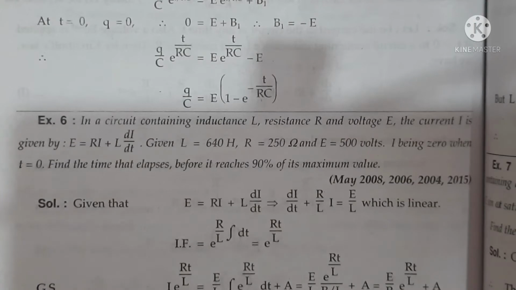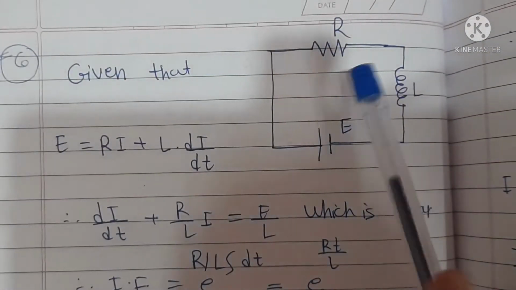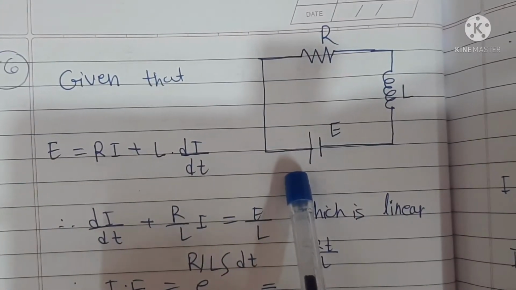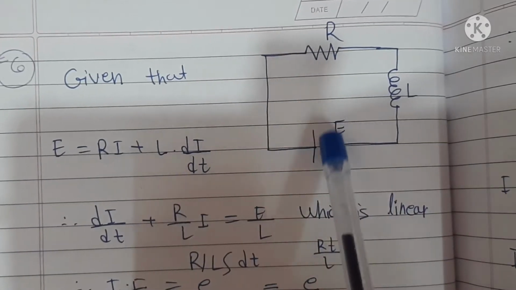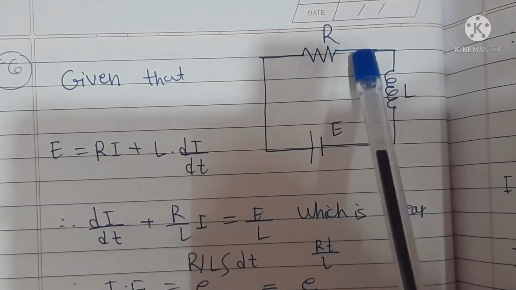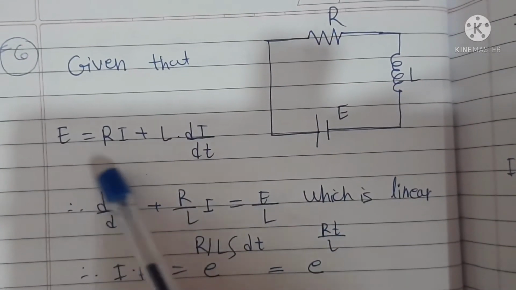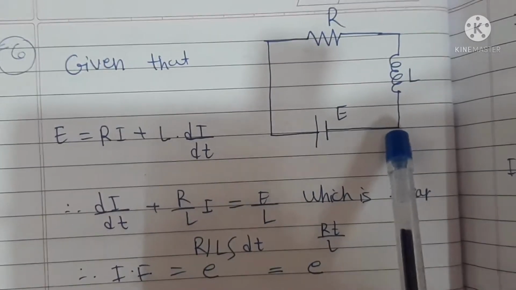Now let us understand the problem. Here one resistance is connected in series with the inductance and the battery. According to Kirchhoff's law, the total EMF of the circuit is the voltage drop across the resistance plus the voltage drop across the inductance. Therefore, E is equal to Ri plus L into di by dt. It is given in the problem.